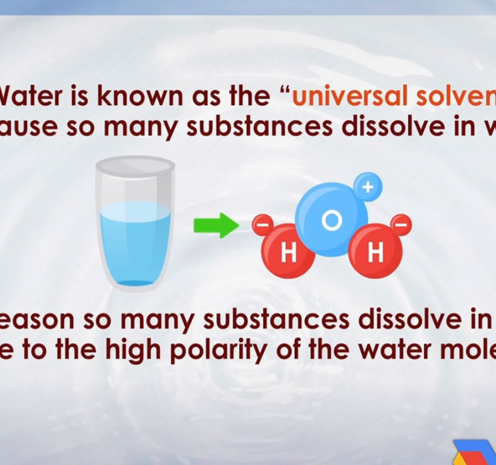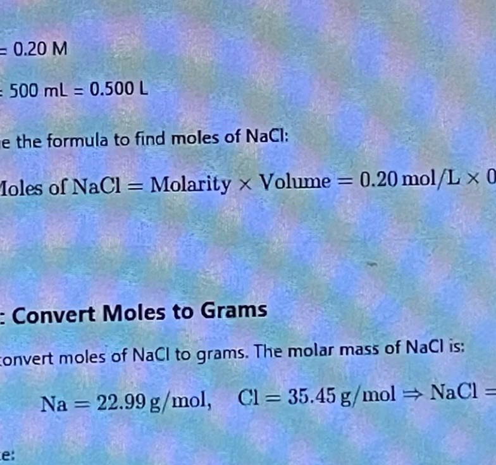Let's do the calculations. I have 0.20 molarity and a volume of 0.500 liters. Moles of NaCl equal molarity times volume: 0.20 times 0.500 equals 0.10 moles. Let's convert moles to grams. NaCl has a molar mass of 58.44 grams per mole, so let's find the mass of NaCl: 0.10 times 58.44 grams per mole equals about 5.8 grams of NaCl. We need this to make the solution.